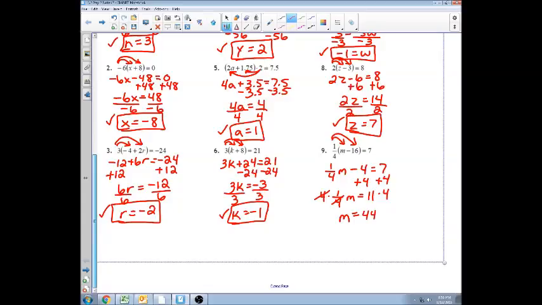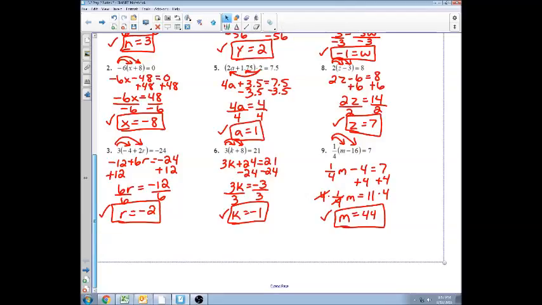All right, let's see if our answer is correct. If I put 44 back in for m, 44 minus 16 would be 28. 28 divided by 4, because remember that's the same thing as multiplying by 1/4, is in fact 7. So our answer will be good.